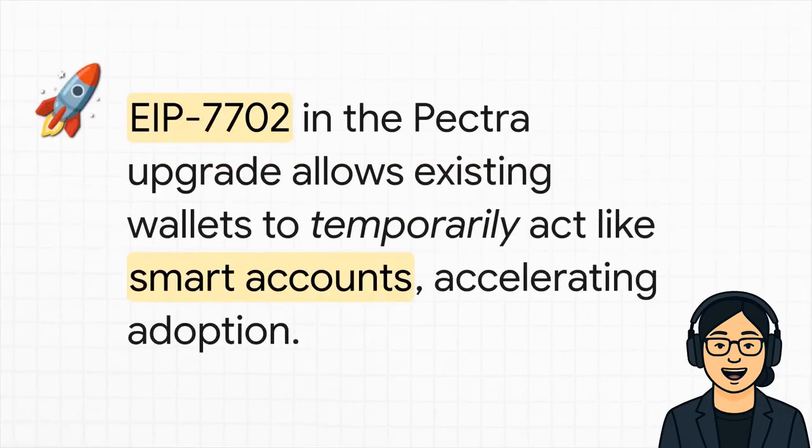Yeah, this Pectra upgrade is the next really big catalyst to watch. It brings in a proposal called EIP-7702, which does something incredibly clever. It allows all those millions of existing traditional wallets to temporarily act like smart accounts for just one transaction. It's a brilliant bridge, really, letting the entire ecosystem start using the benefits of account abstraction without forcing everyone to migrate to a brand new wallet.